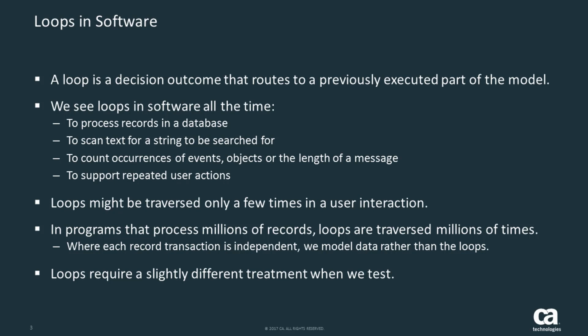Now, in a user interaction, loops might be traversed only once or twice or 3 times, a very few number of times. But in programs that process millions of records, the loops themselves are traversed millions of times. Now, where each record transaction is independent, in batch processing of data, if you like, we don't necessarily pay much attention to the looping activity. We model the data and look at the data as the mechanism for covering the software itself. But overall, loops need a slightly different treatment when we test, and I'll explain how that works.